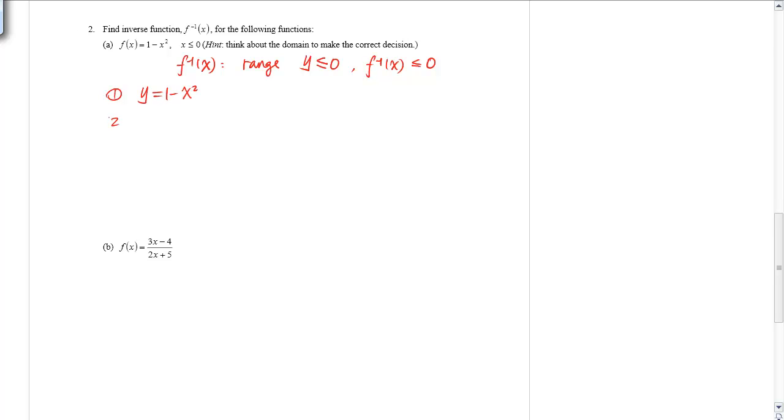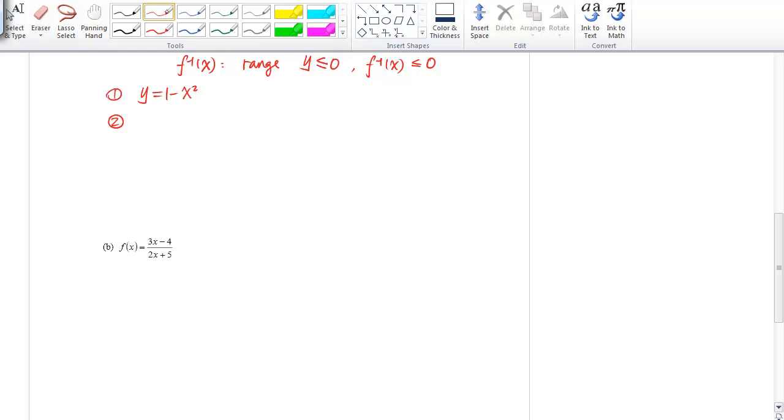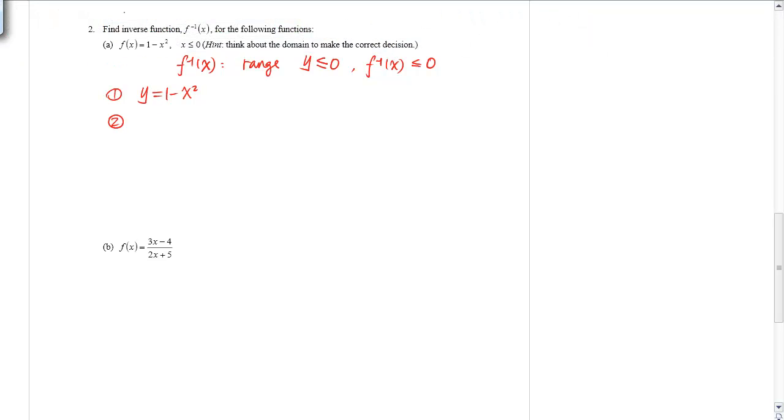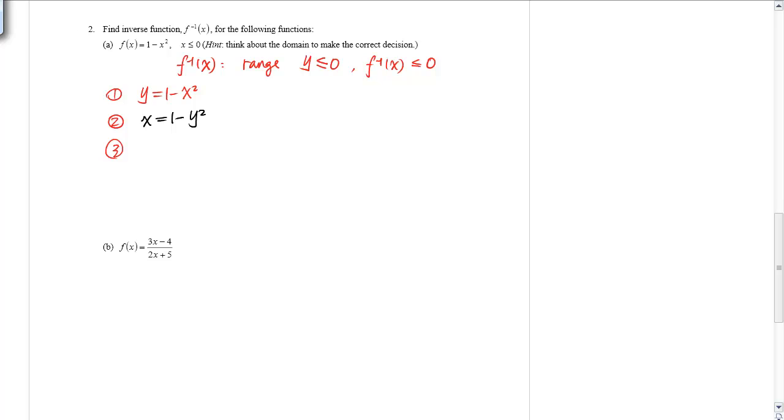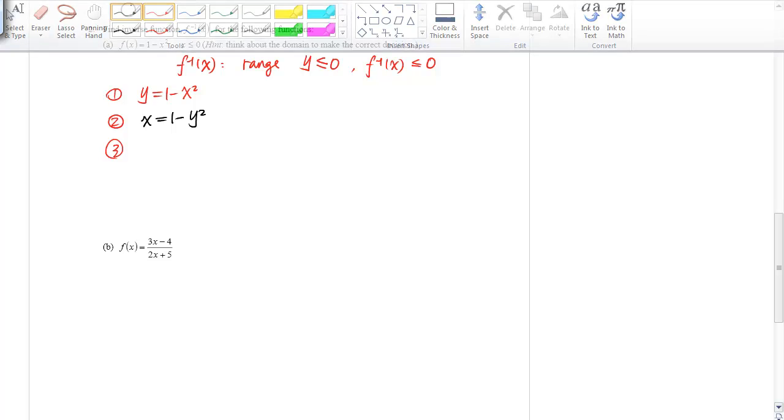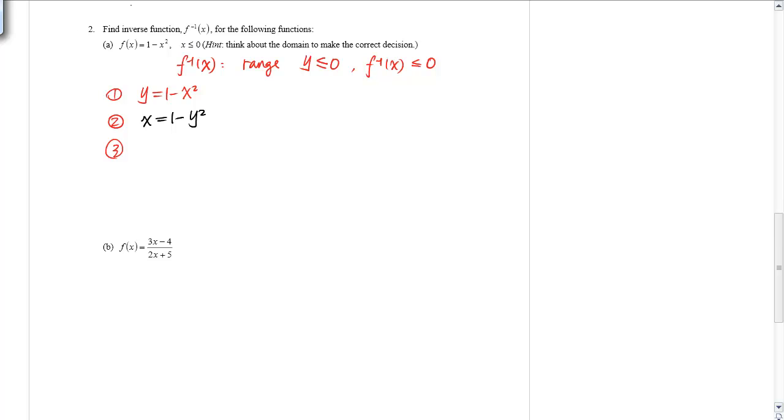Second step, the most important step, is to switch x and y, so y becomes x and x becomes y. The third step is to solve for y from the second step. To solve that, we move y squared to the left, isolated by itself. To the right, we move x, change sign, 1 minus x.